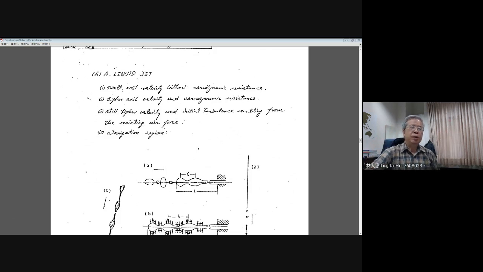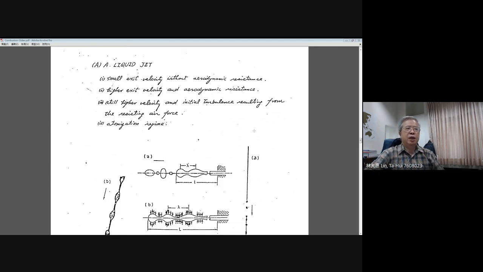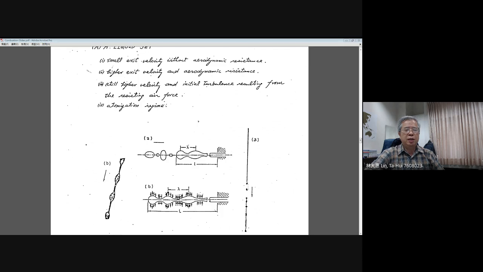Then you will not produce the shear force on the liquid jet. Then the aerodynamic resistance does not have an influence on the liquid surface of this jet, and you will find the liquid jet will extend to a longer distance.